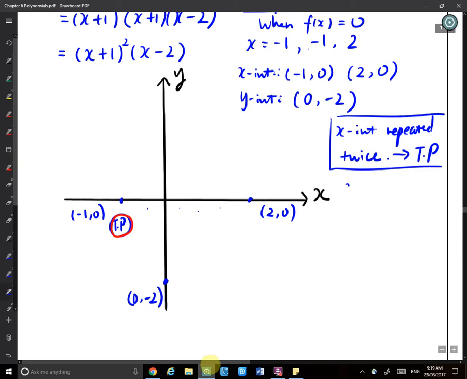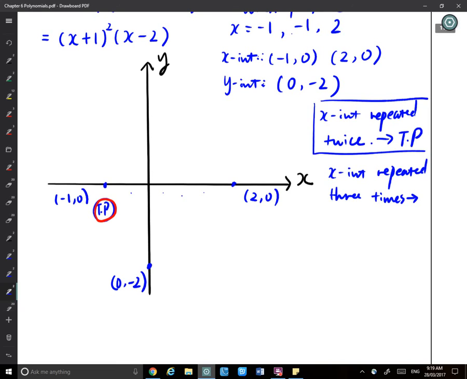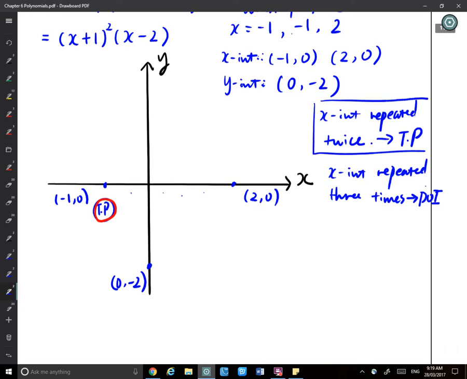Another thing is, if an x-intercept is repeated 3 times, guess what that will become? I'll give you 1 second to guess. Repeated twice becomes a turning point. If I have repeated 3 times, what does that become? Yes, a point of inflection. Think about x times x times x, the 0 repeated 3 times, and that's that shape, the point of inflection shape.